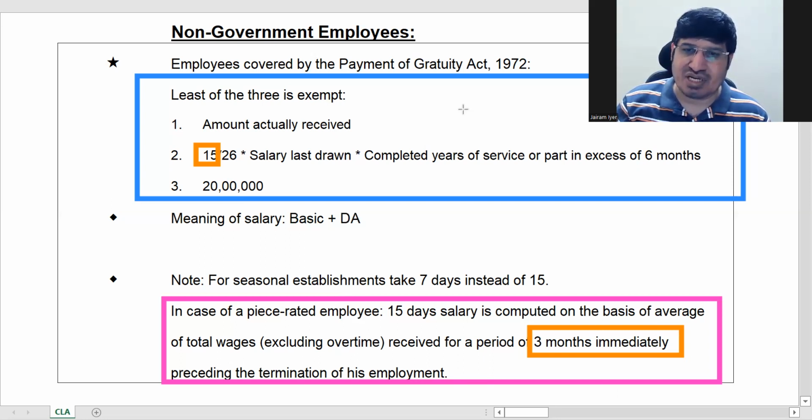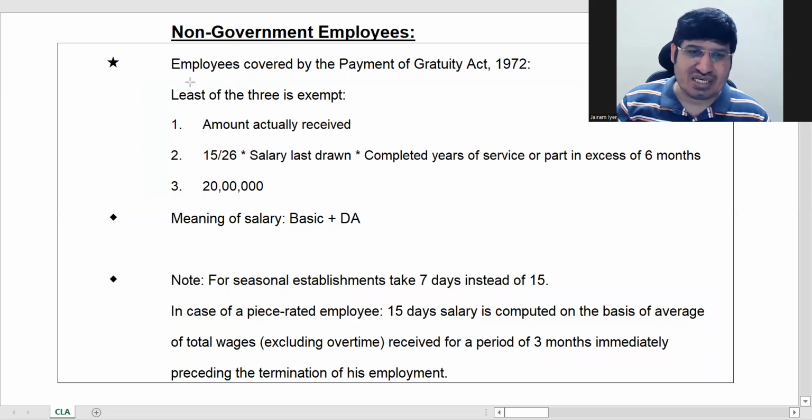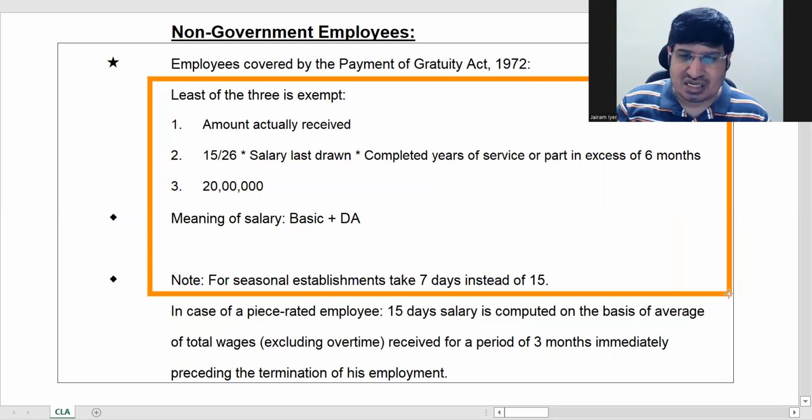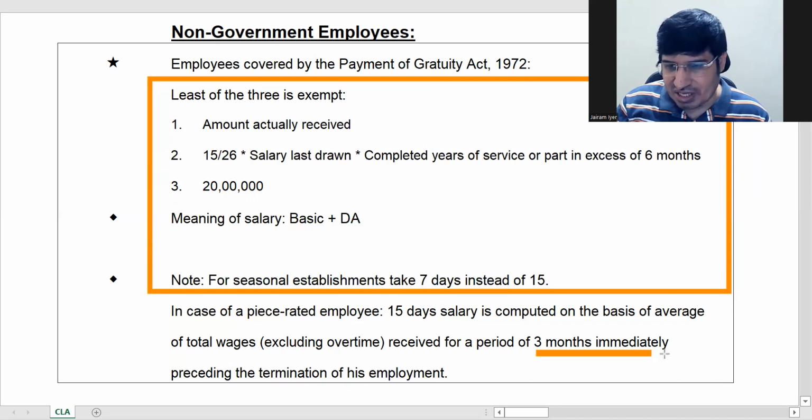So from an exam point of view, important things are, this is definitely very much important, and you should know seasonal also. And you should know this actually, what I explained for piece rated employee. Okay, so this is employees covered under Payment of Gratuity Act.